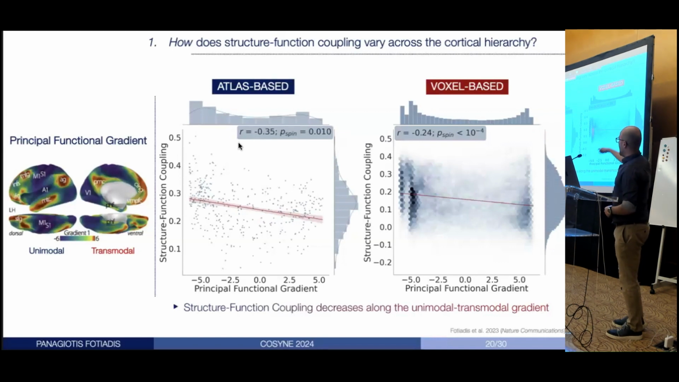So we saw how the structure function coupling changes across the principal functional gradient. And again, we saw the exact same message across both atlas-based and voxel-based analysis. For the voxel-based, what you see here are high density plots, by the way, not scatter plots, because there are 82,000 data points. But you see the exact same message: the structure function coupling decreases along this unimodal to transmodal gradient.